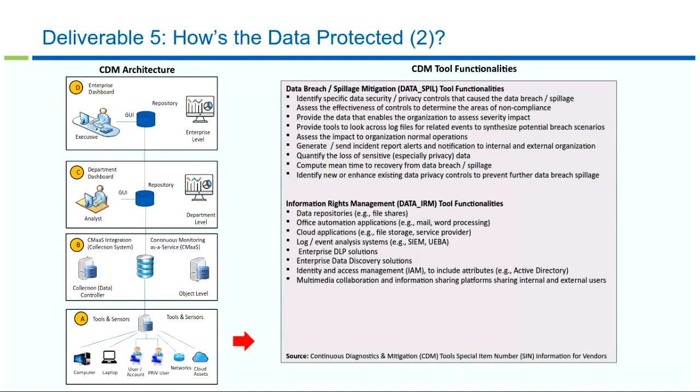For information rights management, we have data repositories such as file shares. We have office automation applications such as mail and word processing, cloud applications, file storage and service providers. We have log event analysis systems, SIEM, and user behavioral analysis. We have enterprise DLP. We have data discovery. We have identity and access management to include attributes such as Active Directory. And we have multimedia collaboration information sharing platforms, sharing with internal and external users.